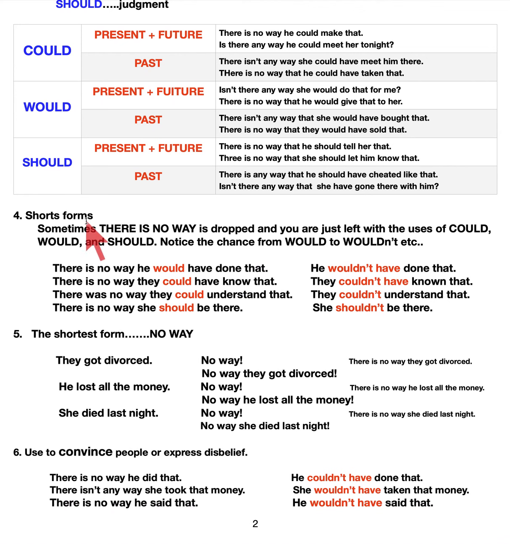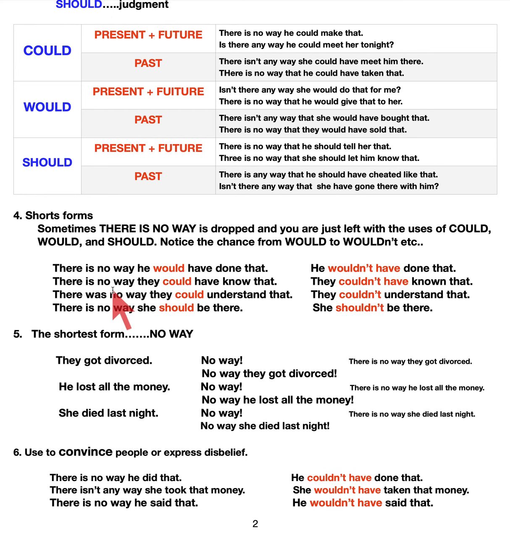There are short forms for this pattern, obviously, where there's no way he would have done that. People would simply drop this and they would say, he wouldn't have done that. There was no way that they could understand that. You know, they couldn't understand that. So sometimes you'll find that even in the shortest of forms, but it's implied, there's no way.